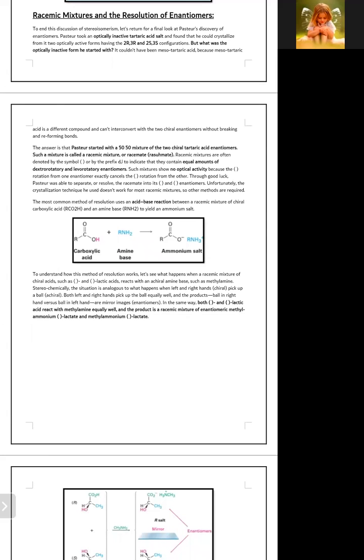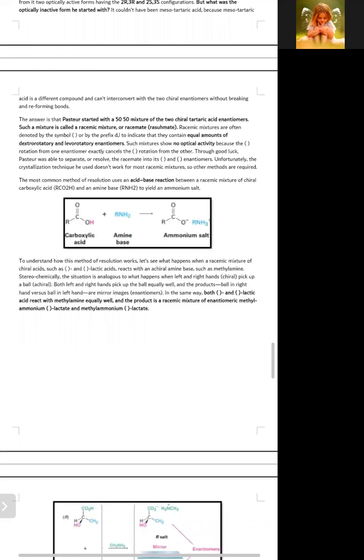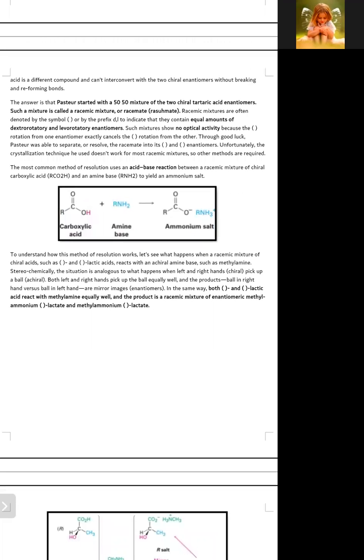It couldn't have been meso-tartaric acid, because meso-tartaric acid is a different compound and cannot be interconverted with the two chiral enantiomers without breaking and reforming bonds. The answer to this question is that Pasteur started with a 50-50 mixture of the two chiral tartaric acid enantiomers, and such a mixture is called a racemic mixture or racemate.